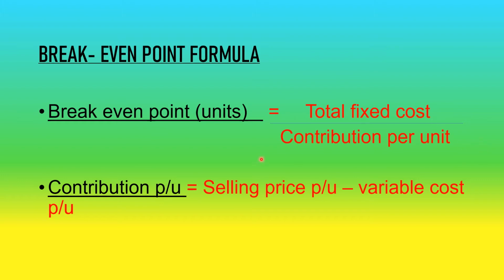And our contribution per unit is our selling price per unit minus the variable cost per unit. When you take your selling price per unit and deduct the variable cost per unit, what is left over from it is our fixed cost per unit. And that's what we use to calculate our break-even point in units. We say our total fixed cost divided by the contribution per unit, and our contribution per unit is actually our fixed cost per unit.